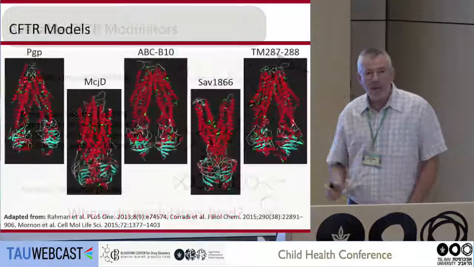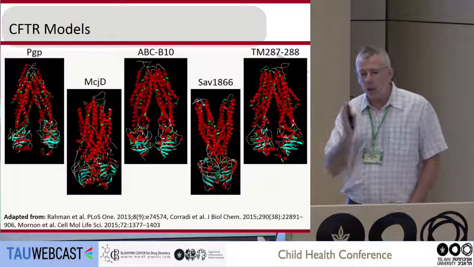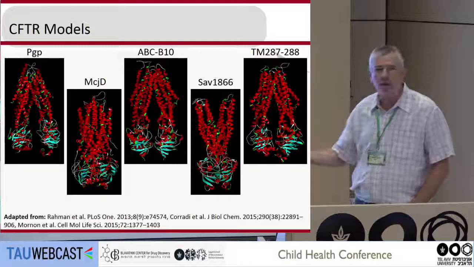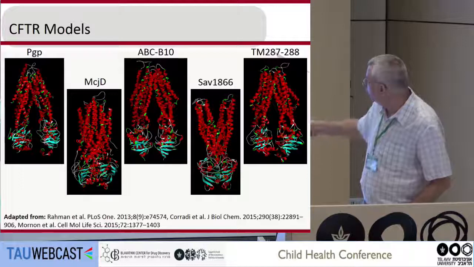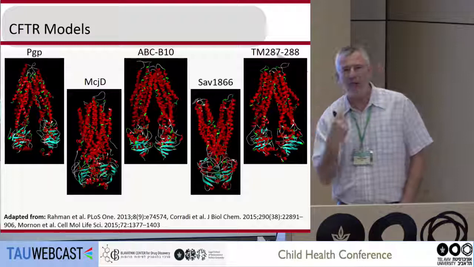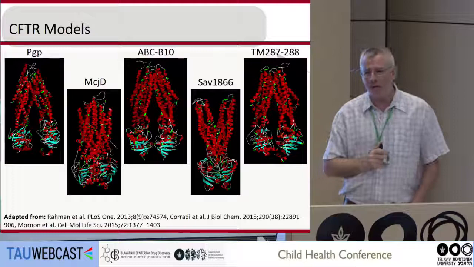In the absence of a crystal structure, people have been developing what is known as homology modeling. These are models of the protein. They are based on structures of similar ABC transporters, but they are only models of CFTR. And you see here many models, because each of them maybe corresponds to a different state in the gating cycle of CFTR. Again, we don't know if any of these models are completely correct. We don't know if any of these models are relevant to anything.